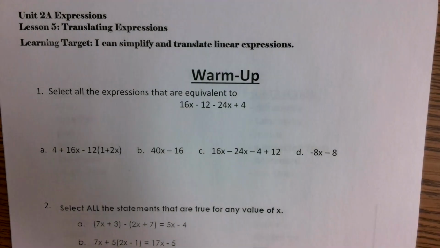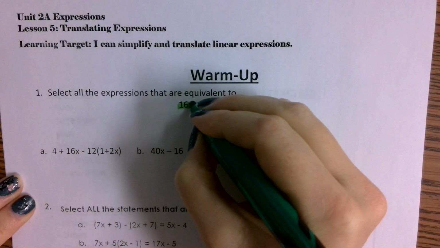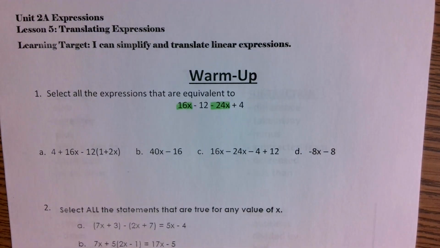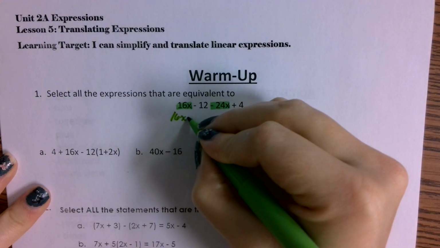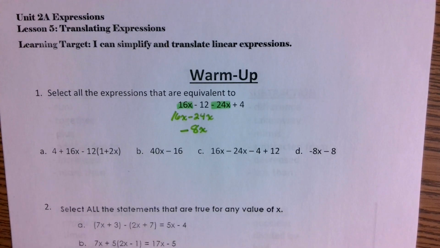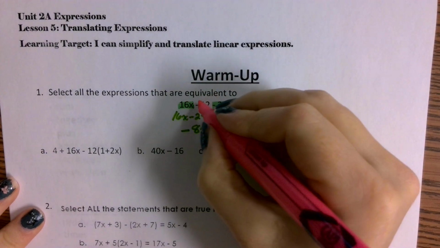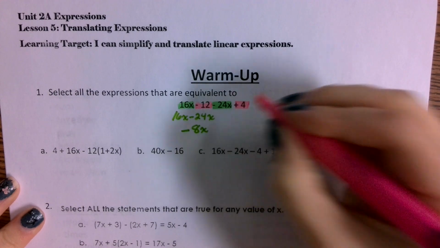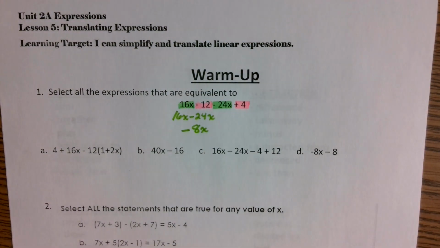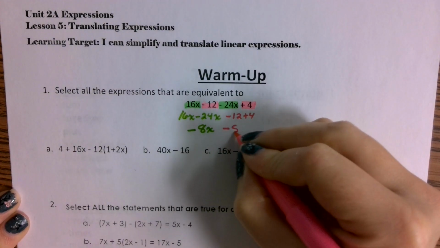Okay? So when we're simplifying, the first thing that we're going to do is focus on simplifying those like variables. So we've got that 16x minus the 24x. So if we do 16x minus 24x, that's going to give us a negative 8x. Then we're going to focus on the constants, the negative 12 and the positive 4. So we're doing negative 12 plus 4. That comes out to a negative 8.